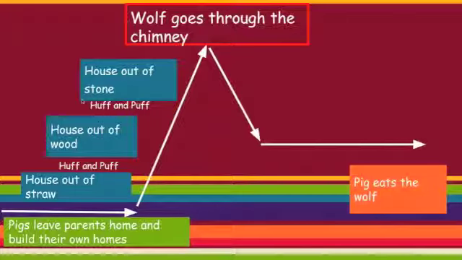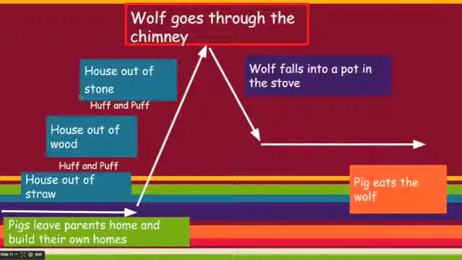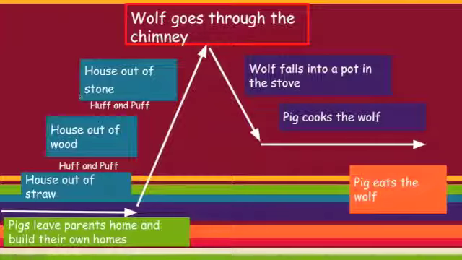The wolf decides he's going to go into the pig's house through the chimney. Well, that's not really smart. Next we have the wolf falls into a pot in the stove. So as he's going through the chimney, he falls into a pot. So what happens after that? Well, the pig decides to cook the wolf. And then finally, the pigs eat the wolf. Now, I don't know if that's what every pig does. I certainly wouldn't want to eat a wolf.